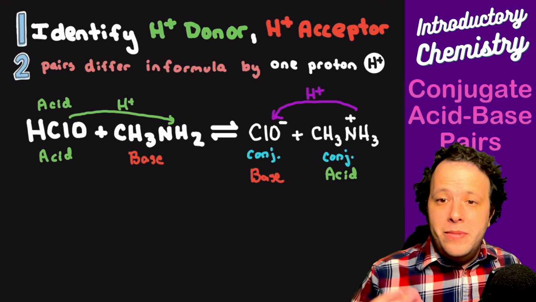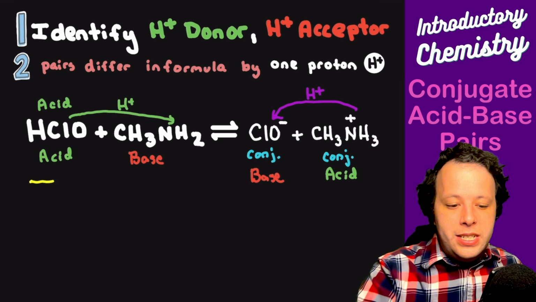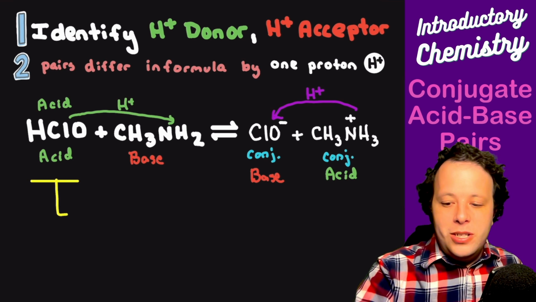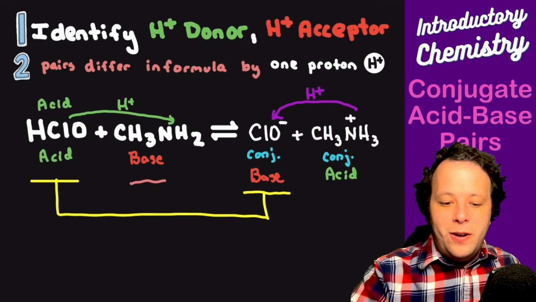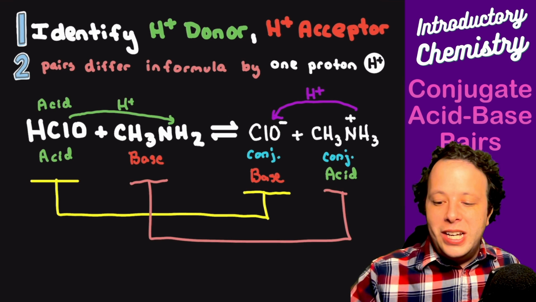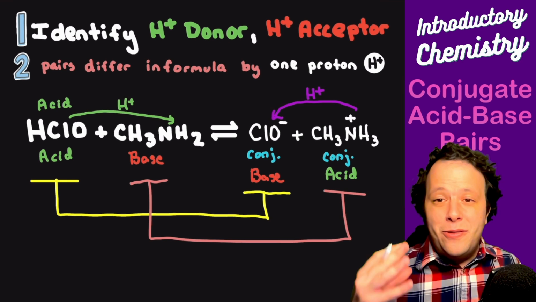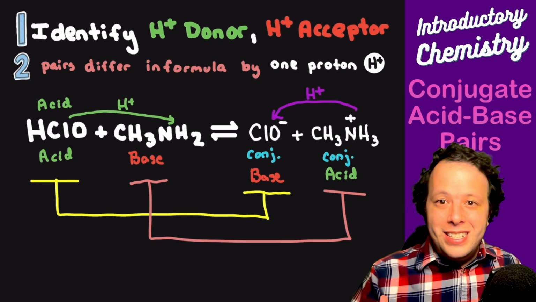Now that we labeled them, what we can show is our little lines to represent the different pairs. So we have our acid partnered with our base, and then we'll have our base partnered with its conjugate acid. And these are the different pairs in this reaction. Let's look at another example.